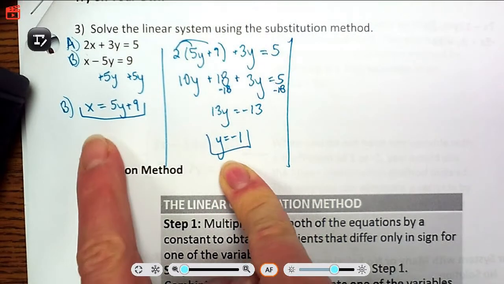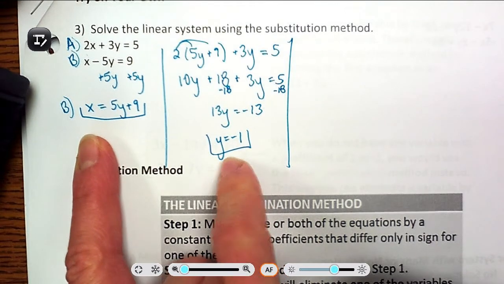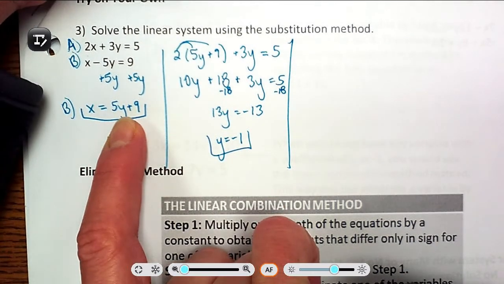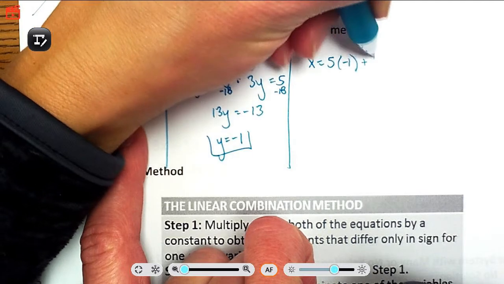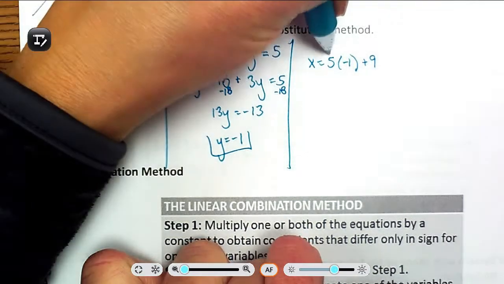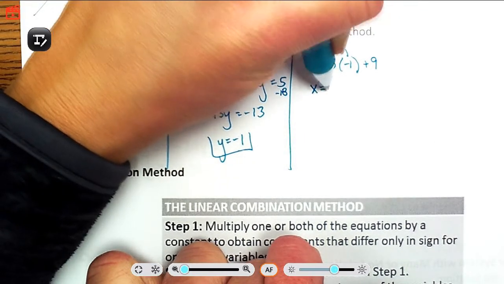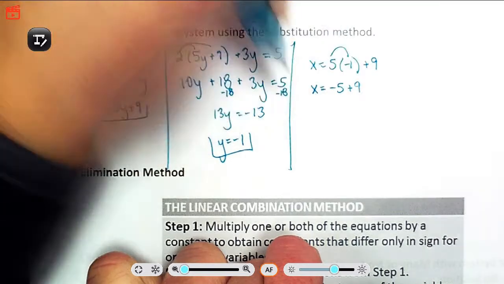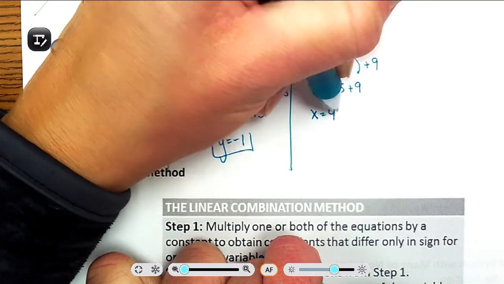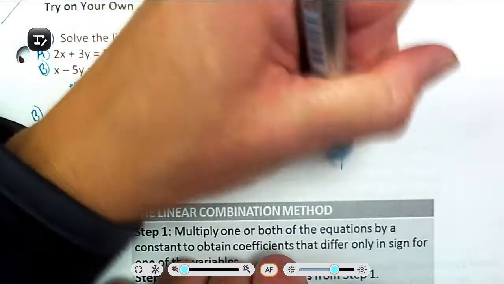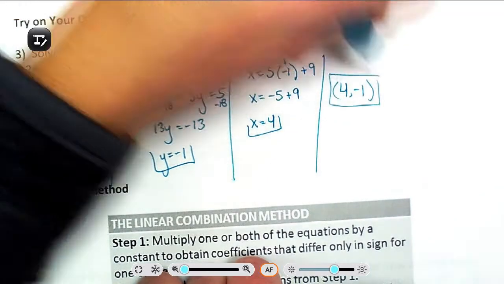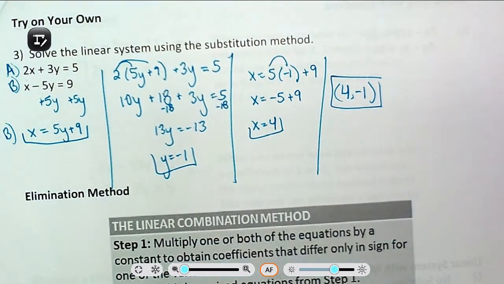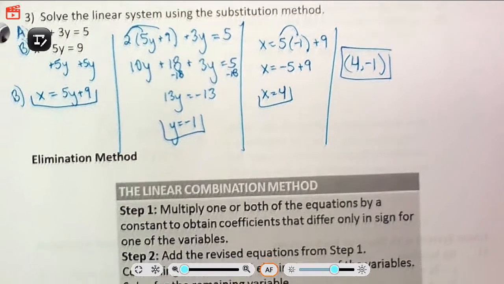Plug that into the previous bracketed equation. Negative 1 goes in for y. Okay, and then that's negative 5 plus 9, x equals 4, and put it as an ordered pair, 4 comma negative 1, in the order x, y. Okay, let me show you the elimination method.